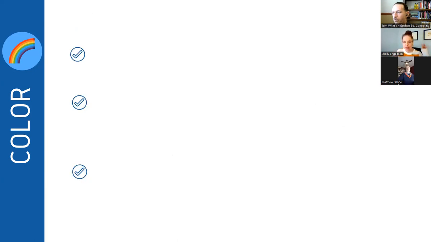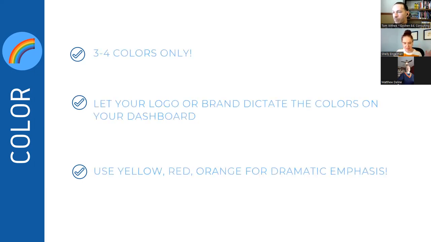So in terms of color, there are 3 general principles that we like to follow. First, I can't stress this enough, limit yourself to only 3 or 4 colors. Second is let your branding or your logo dictate the colors on your dashboard. And finally, be careful when it comes to bright colors like yellow, red, or orange. Bright colors are going to draw attention. Your eye is immediately going to go to the colors red, yellow, and orange. So as Tom mentioned, use these colors strategically and sparingly in your dashboards.